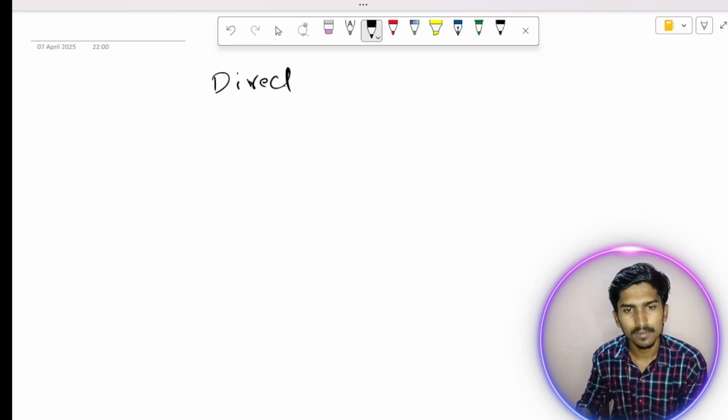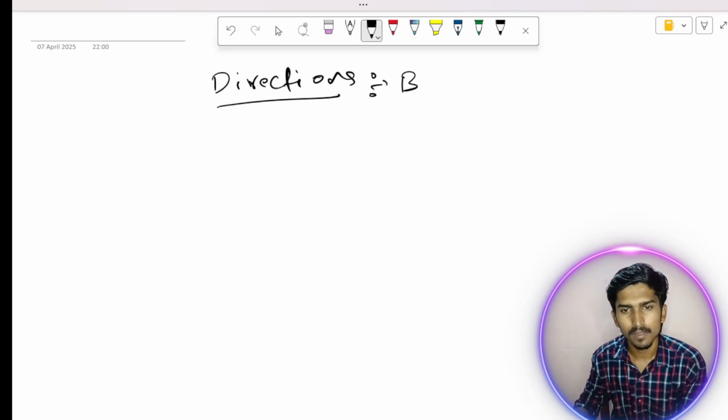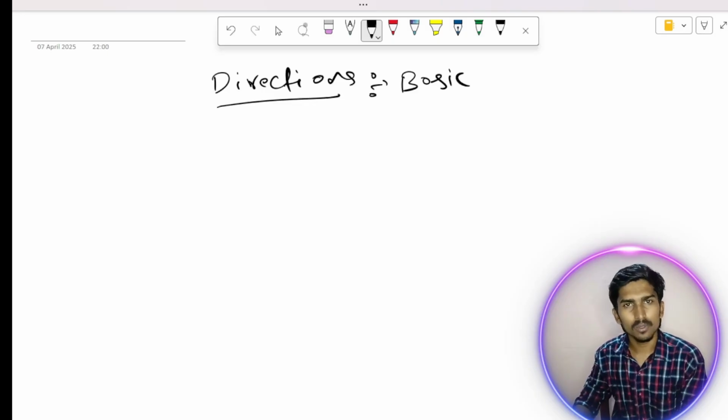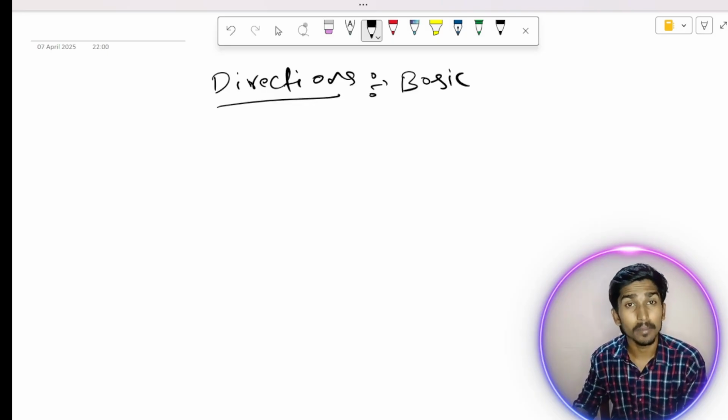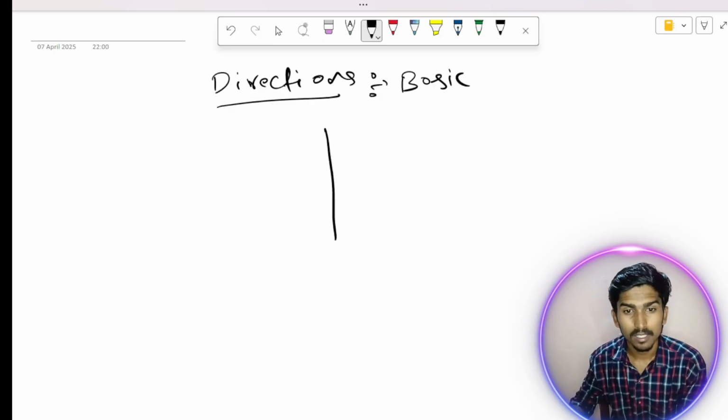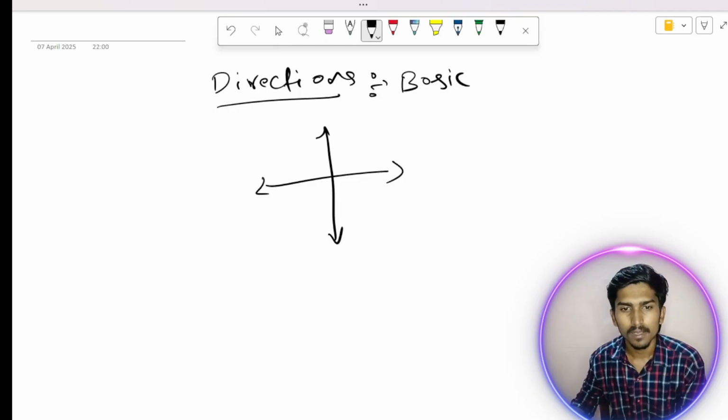Directions basics. As you know, there are mainly four directions that everybody must know: north, south, east, west. There is exactly 90 degrees between two main directions, like north and east. The same is similar for all other directions.